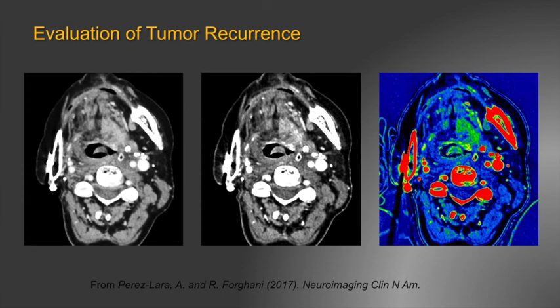In this image, I'm showing you an example of the application. The left panel demonstrates a 65 kV VMI. The middle panel is showing you the 40 kV VMI, which I believe better demonstrates the difference between the recurrent tumor more anteriorly and the post-treatment changes more posteriorly. The right panel demonstrates the iodine map that also shows this distinction very well.